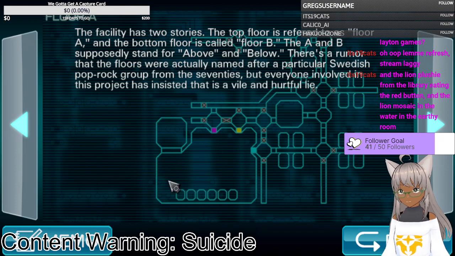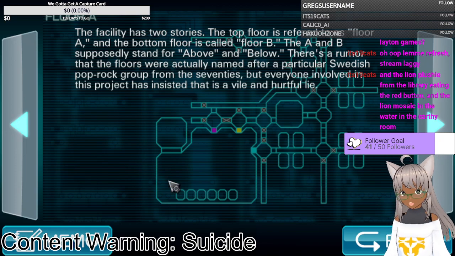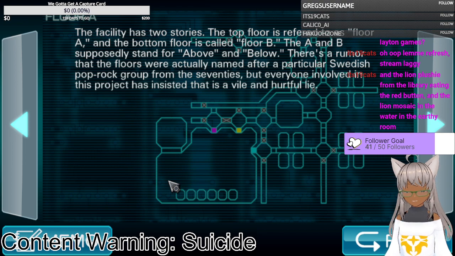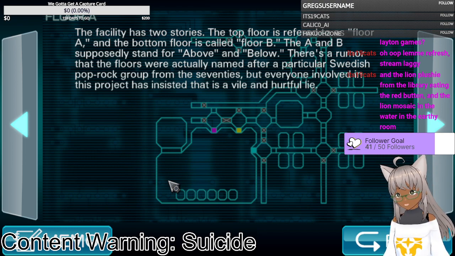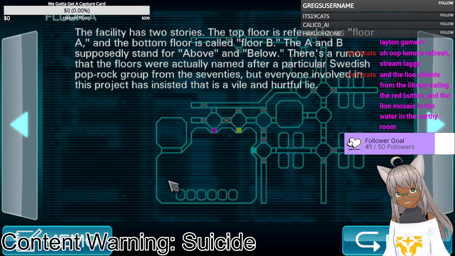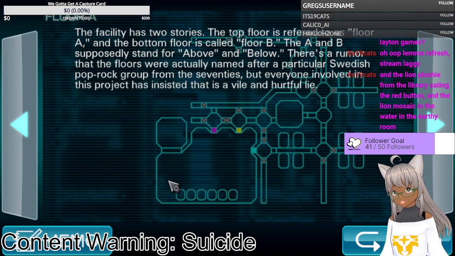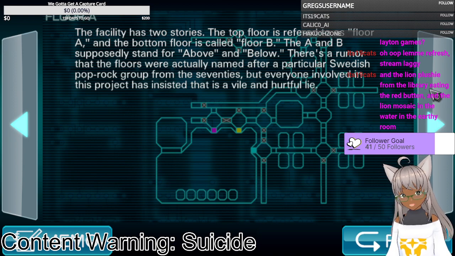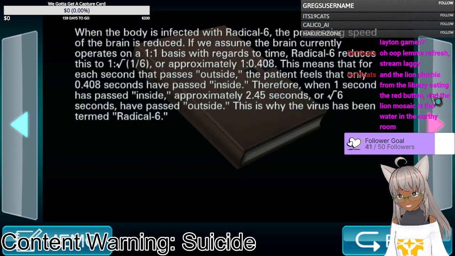The facility is 2 stories. The top floor is referred to as floor A, and the bottom floor is called floor B. And A and B supposedly stand for above and below. There's a rumor that the floors were actually named after a particular Swedish rock group from the 70s, but everyone involved in this project has insisted that that is a vile and hurtful lie.